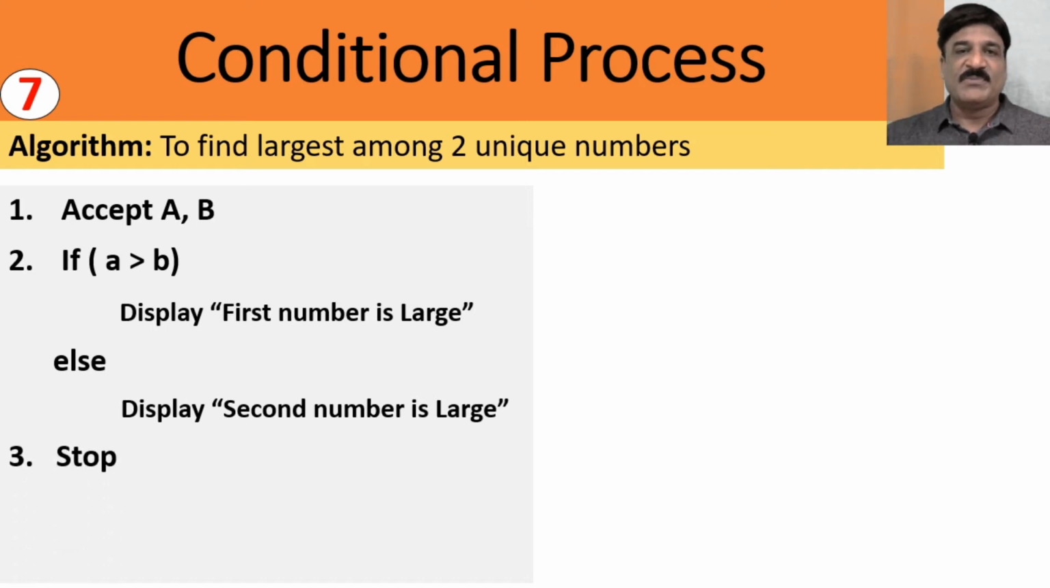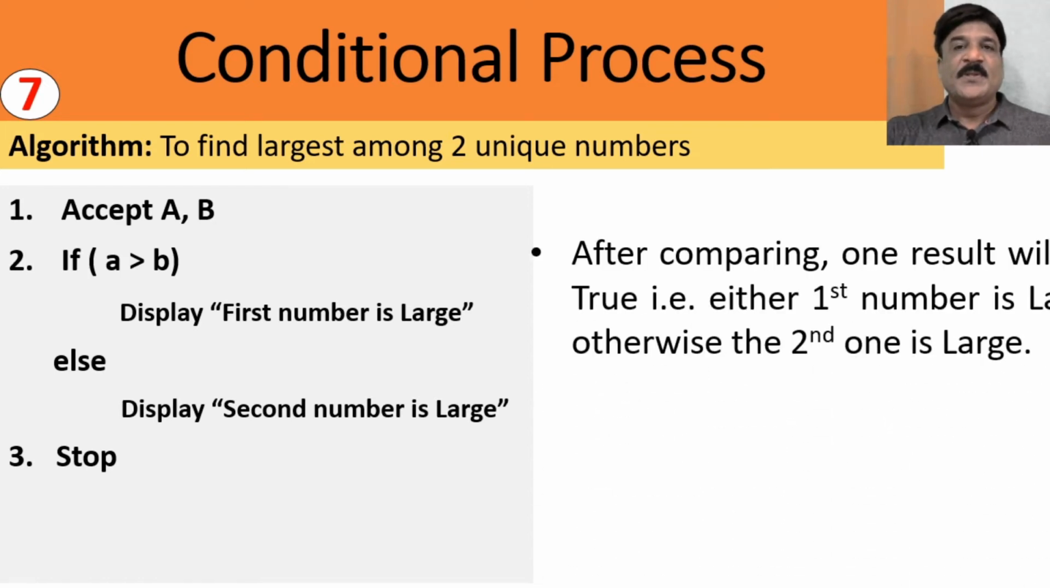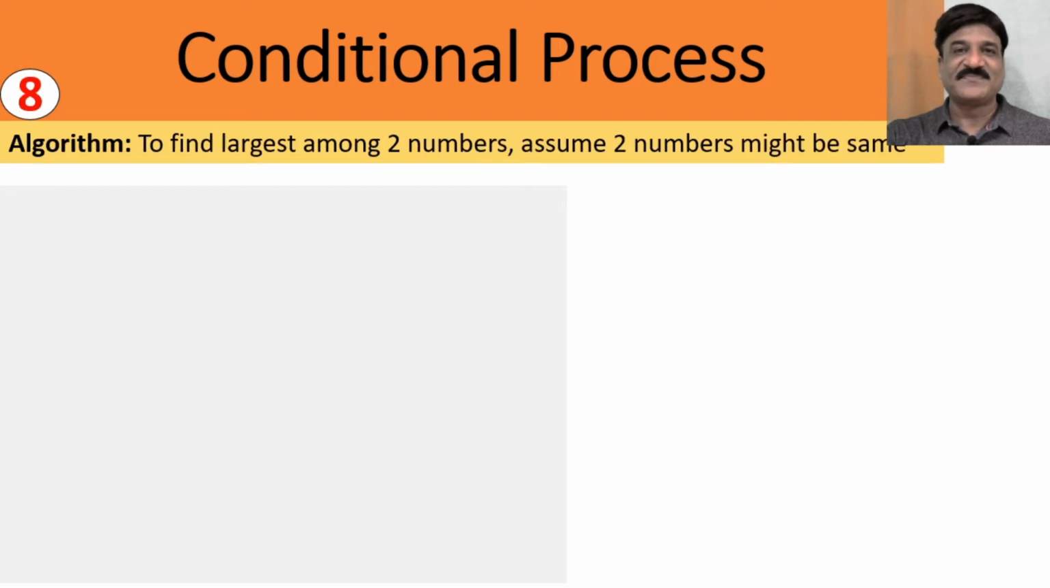So after accepting the 2 numbers, what we are doing is checking whether the value of A is greater than B or not. In the previous 3 cases, what we have done is compare with constant values, that is, whether the remainder is 0 or not. So it is not necessary that the operand, when you are comparing, should be a constant value only. You can also compare between 2 variables. So after comparing, one result will be true, that is, either the first number is large, otherwise the second number will be large.